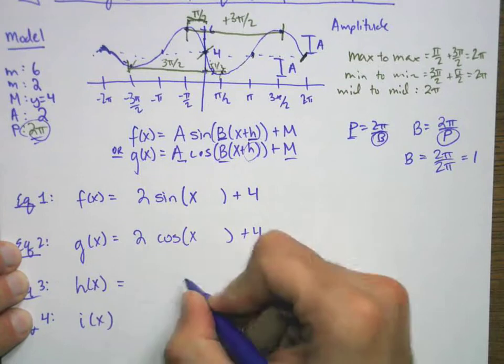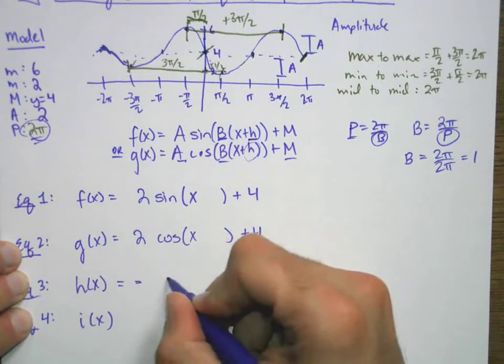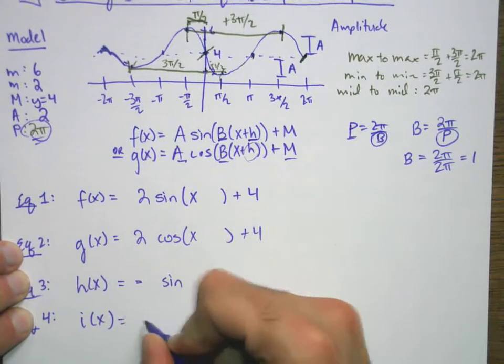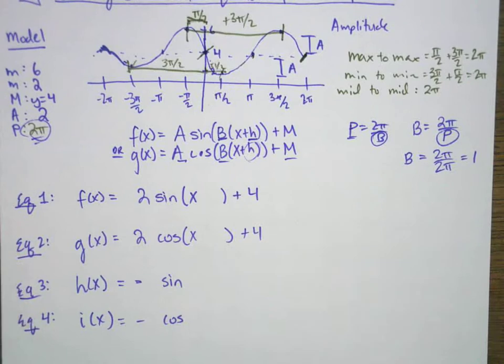One of them will be a negative sine. One of them will be a negative cosine. So fill in the information you know right now. Okay, did you do it?